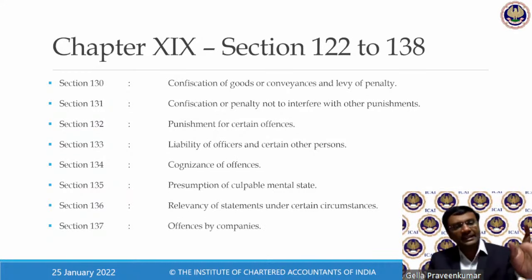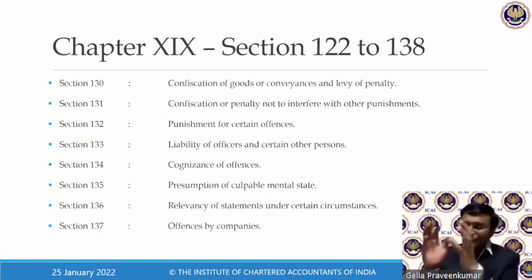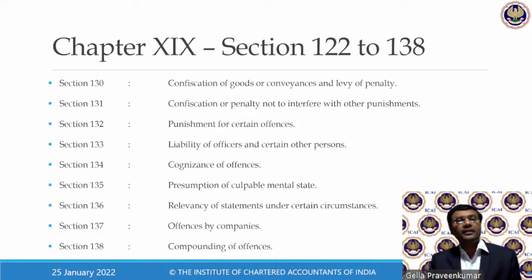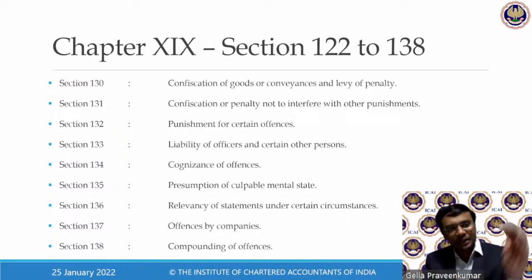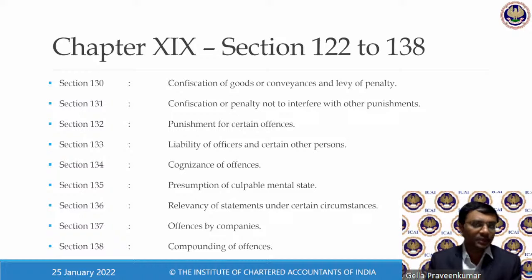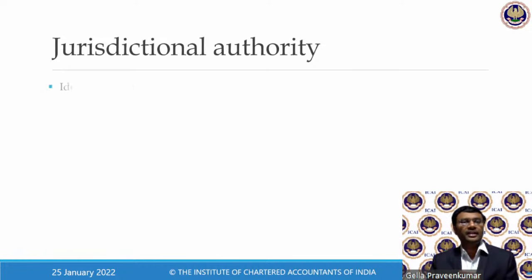Now, in this particular section, we will read and understand what is there in store for a director, what is there in store for a partner, what is there in store for a karta of a HUF, what their roles and responsibilities are. Finally, compounding of offences. Now, if time permits, we will travel till 138. If not, I'll try to cover at least till section 132 in our discussion today.